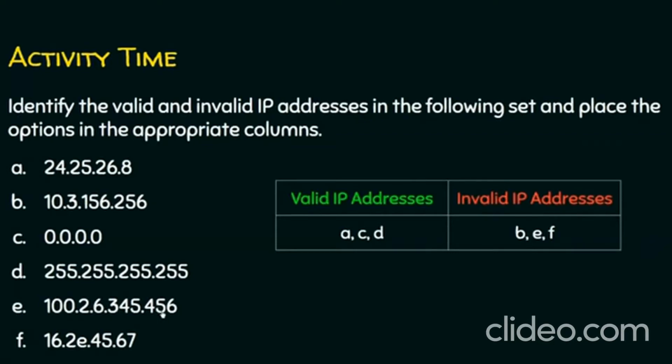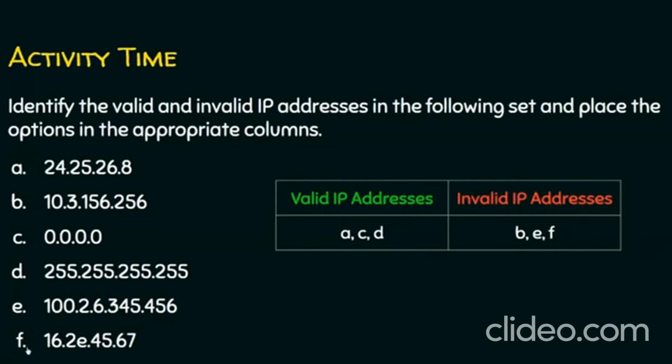If you observe, E is an invalid IP address because it has 1, 2, 3, 4 and 5 octets. At the same time, if you observe this octet, this is greater than 255. So E is invalid for two reasons. Number 1, it has 5 octets. And number 2, the range in the octet is not appropriate. It should be between 0 and 255. But we can see there are 345 and 456.